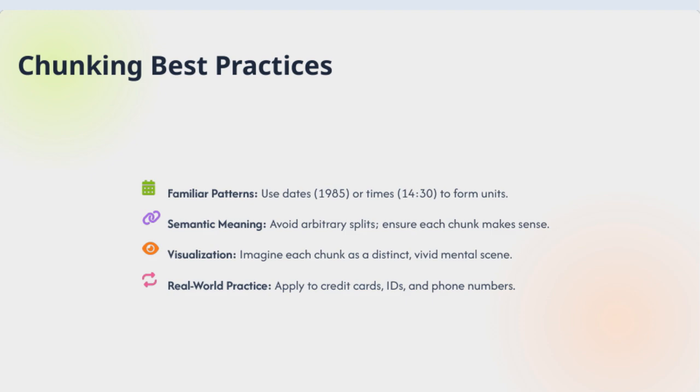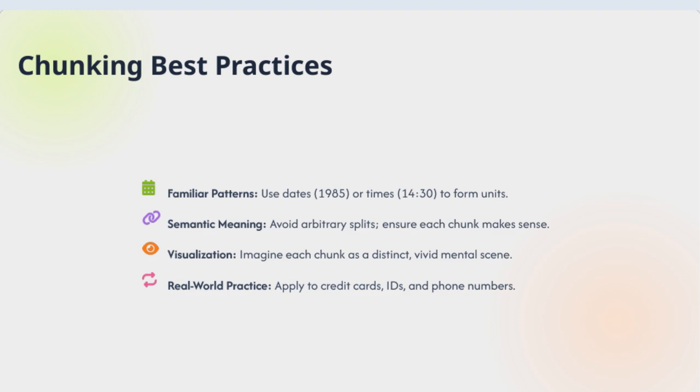We want each part to make sense, like a date such as 1985 or a time like 1430, which are familiar patterns we naturally recognize. Using these familiar patterns helps our brains remember complex information more easily. Remember, the goal is to create logical, memorable units that make recalling information smoother. This approach isn't just about memorization, it's about making information more accessible and less overwhelming.